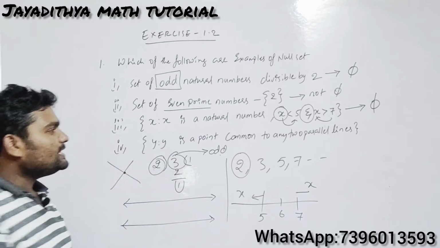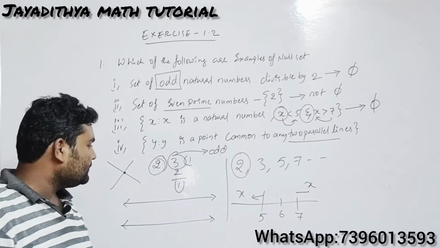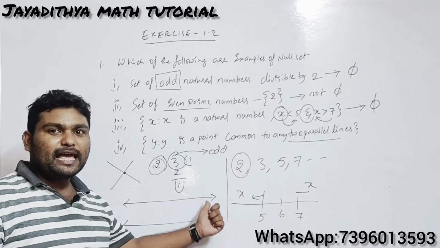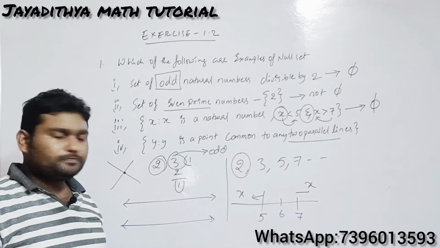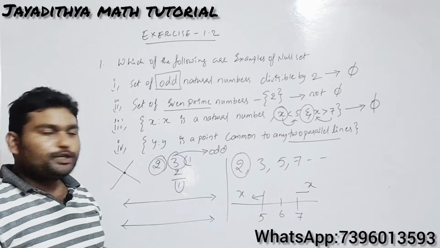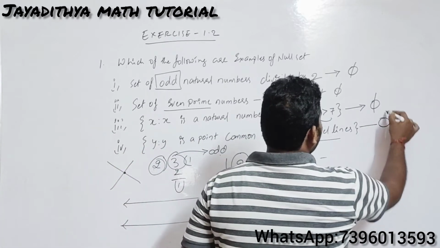But in the question, he is telling that there are two parallel lines and he wants common point. So there will be no common point here. So if you take any point on the first line and it is different from the point on the second line, there will be no common point for any two parallel lines. Therefore, this set is also a null set.